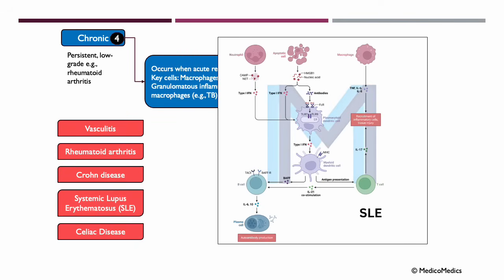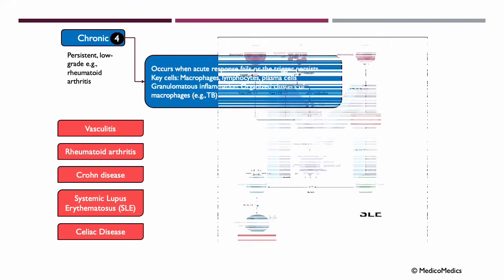We can look at systemic lupus erythematosus, or just lupus. Now, lupus is a systemic autoimmune condition where immune complex mediated inflammation affects multiple organs, including skin, joints, kidneys, and even the central nervous system. Its hallmark is widespread chronic inflammation driven by autoantibodies and complement activation.